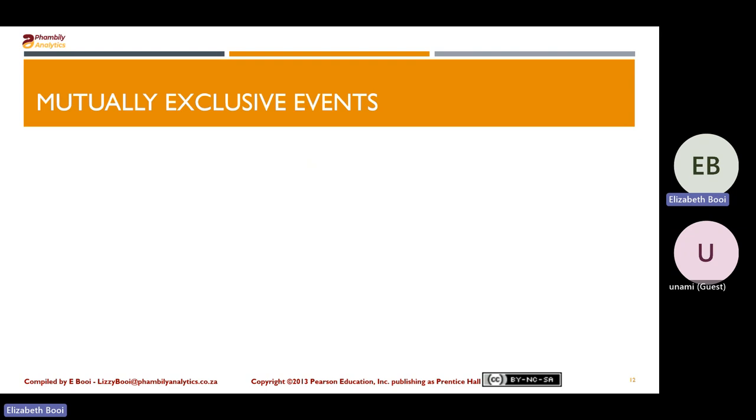Then we also have what we call mutually exclusive events. Mutually exclusive events are events that cannot happen at the same time. They cannot exist at the same time. Usually this refers to joint events. And we know that the probability of a joint event is the number satisfying that event divided by the sample space.